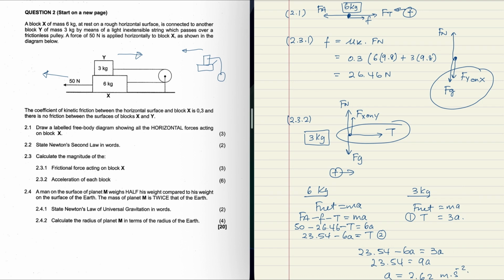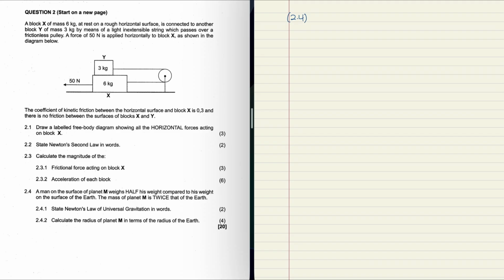So that means the 6 kilogram block is going to accelerate to the left, whereas the 3 kilogram block is going to accelerate to the right. Planet M weighs half his weight compared to his weight on the surface of the Earth. The mass of planet M is twice that of Earth. 2.4.2, calculate the radius of planet M in terms of the radius of Earth.